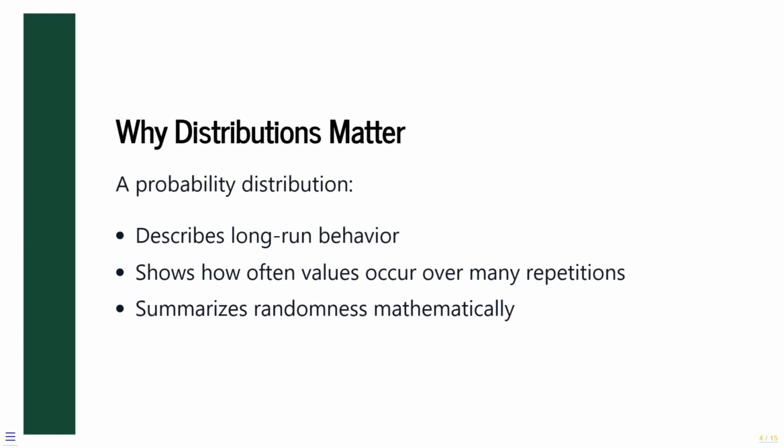Why do probability distributions matter? A distribution summarizes how often each value of a random variable would appear if we repeated the experiment many times. Instead of listing every possible outcome of the experiment itself, we focus on the numerical values produced by the random variable and how likely each value is. This provides a compact and powerful description of randomness that forms the foundation for later ideas such as expected value, variance, and statistical modeling.